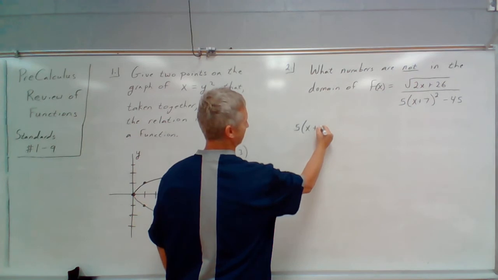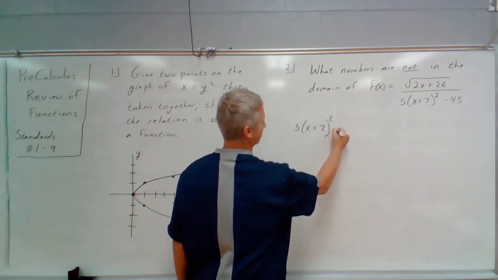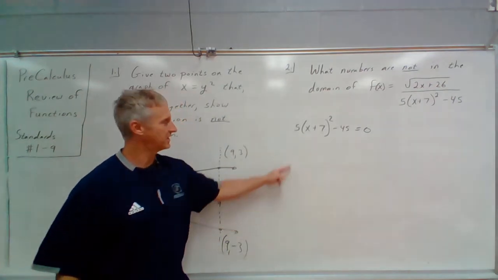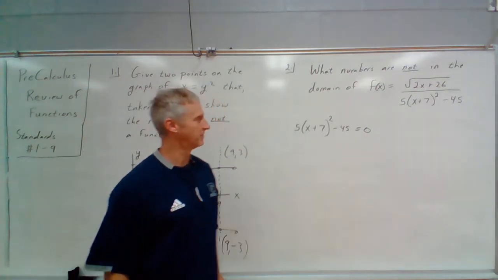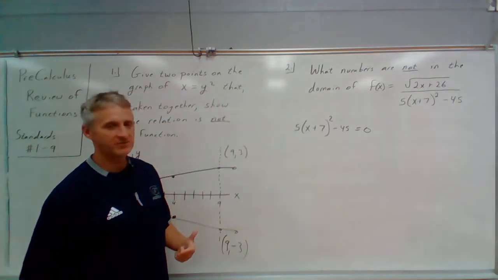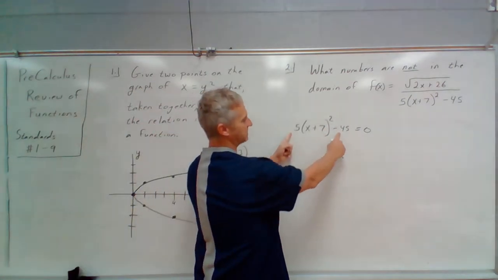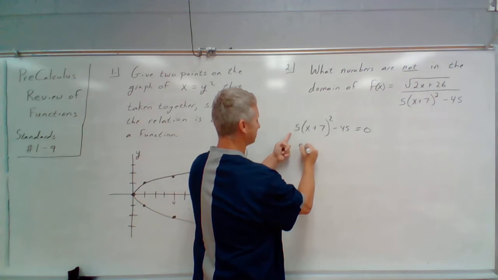5 times (x plus 7) squared minus 45. I want to know what value of x will cause this to equal 0, because having 0 in the denominator is a bad thing. All right, so let's solve this quadratic equation. I'm going to add 45 to both sides.